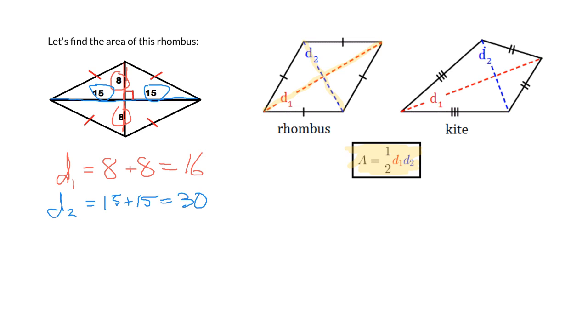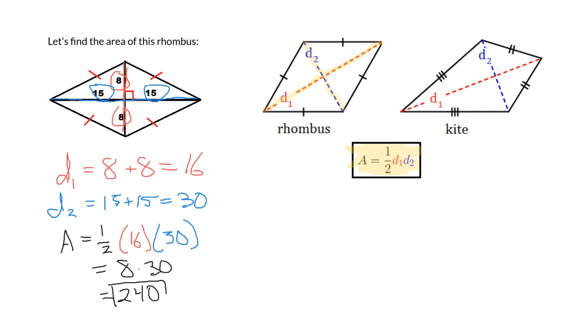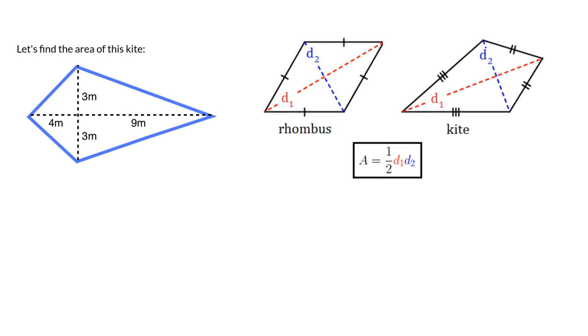So now we've got to roll out our area formula. So area equals 1/2 times, we'll plug in our two diagonals. So we've got 16 and we've got 30. And if we multiply those together, well, 1/2 times 16 gives us 8 times 30, and 8 times 30 is 240. So our area for this rhombus is going to be 240. Next up, we're going to look at the area of a kite, which conveniently uses the same exact area formula.